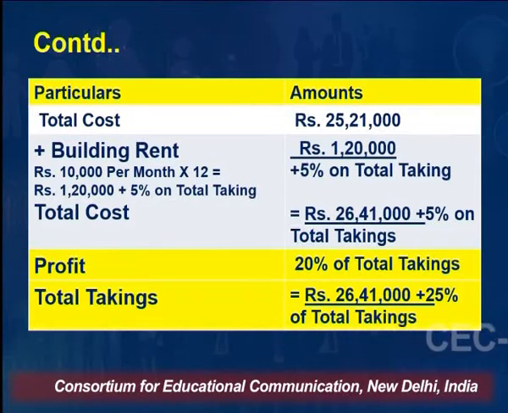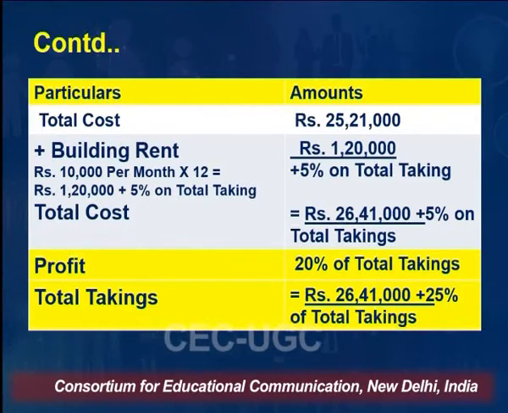So if you ask me what is my total cost after including cost of building rent, it comes to be 26,41,000 plus 5% on total taking. So what I have done, I have simply added 1,20,000 rupees of building rent into the total cost of 25,21,000, and this value comes to be 26,41,000 plus 5% on total takings.